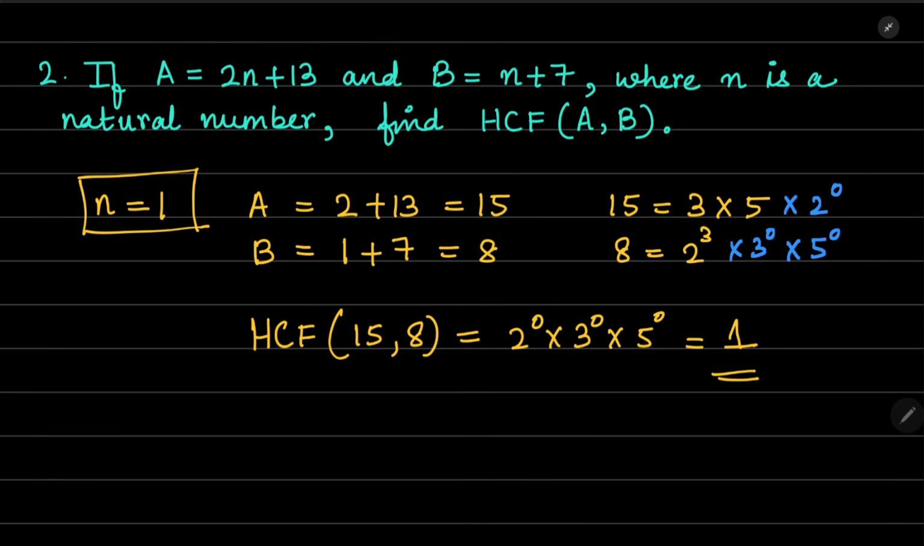Always remember, whenever you are given any term or number with a variable in it, n is a variable and you are given n is a natural number, just substitute n with a natural number. Natural numbers are counting numbers which begin with 1 and go on up to infinity. You can replace n with anything else. You can even replace n with 2 and then go ahead and calculate it. Okay, find the HCF.